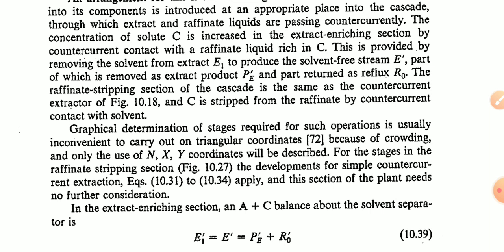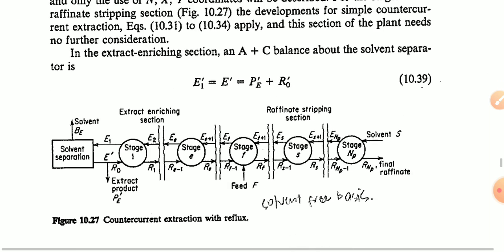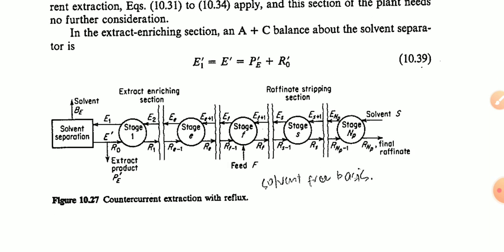We will look at this on the basis of equations 10.31 to 10.34, which we have to apply and which we already saw in the previous lecture. This section of the plant needs no further consideration. In the extract enriching section, an A plus C balance about the solvent separator is E1 dash equal to E dash equal to P dash plus R0 dash.